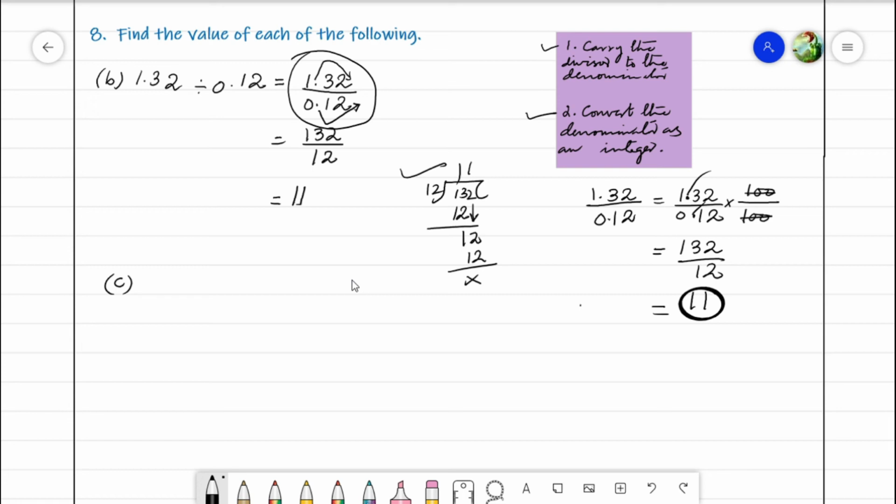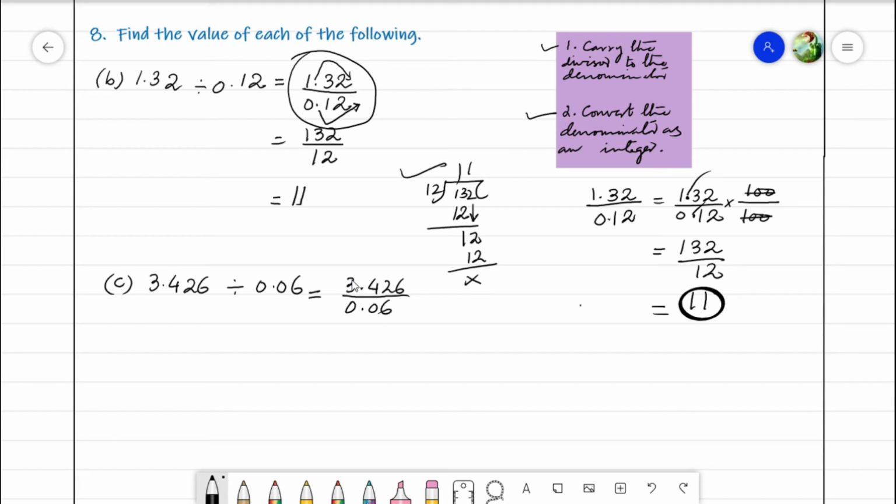And this is 3.426 divided by 0.06. The same procedure will be followed. The dividend will go up, 3.426, and the divisor will go down. Carry the divisor to the denominator. This is the first step, 0.06.